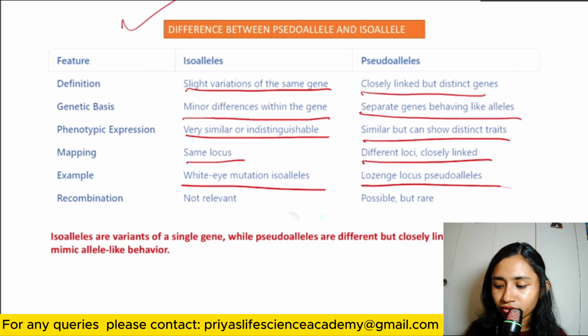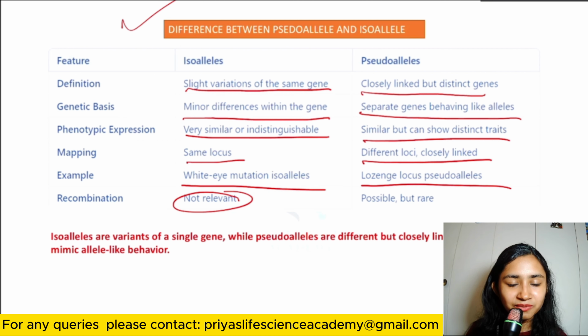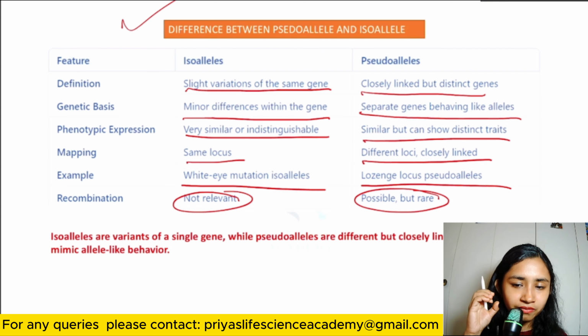And recombination is not relevant for isoalleles because they are the same gene. Between the same gene, how can recombination happen? But with pseudoallele, because they are different genes, recombination is possible, but it's very rare because they are located very close to each other.